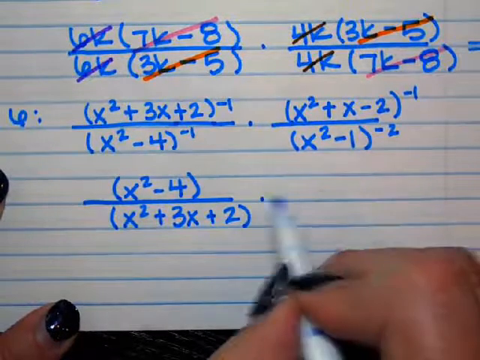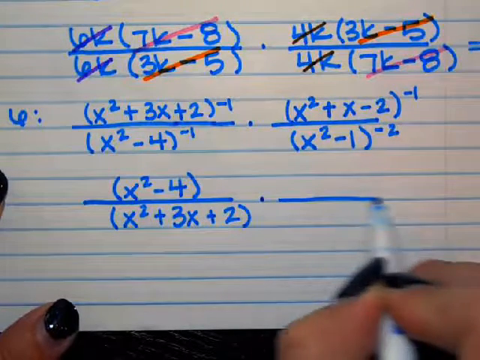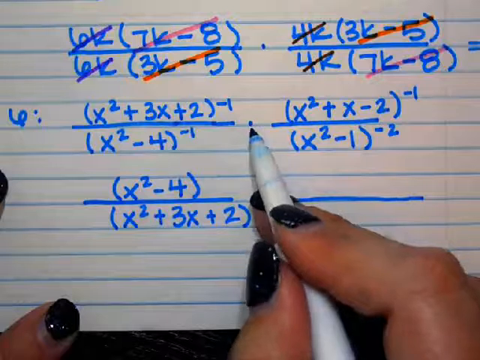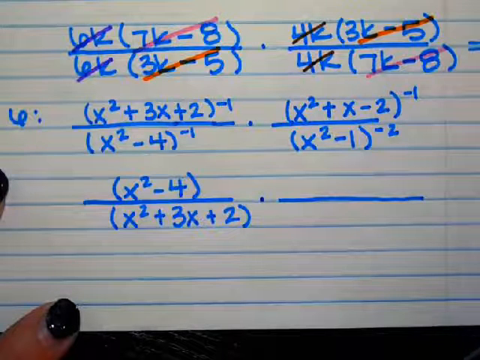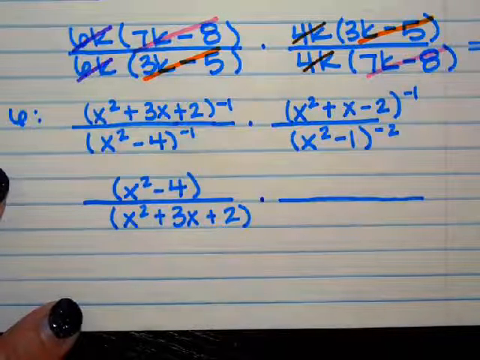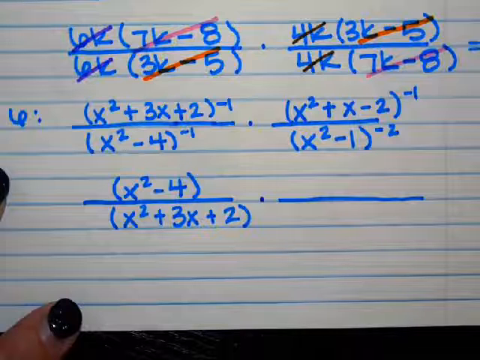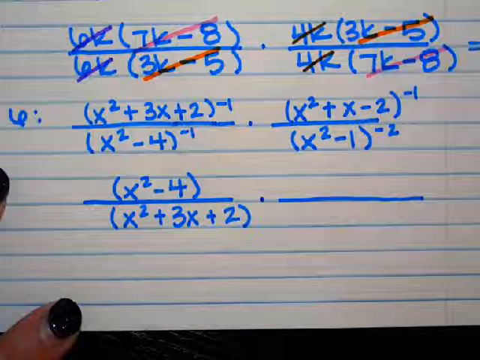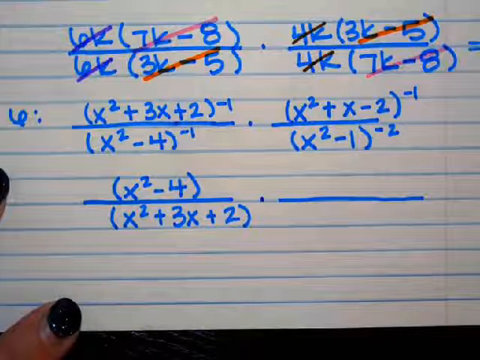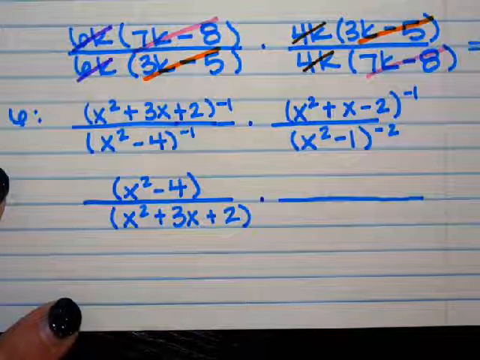So it started off as a multiplication problem. It's still a multiplication problem. It's just that where the parts appeared in the fraction is actually not where they were. We thought they were on top, but they were actually on bottom. We thought they were on bottom, but they were actually on top. And that's because they had those negative exponents.